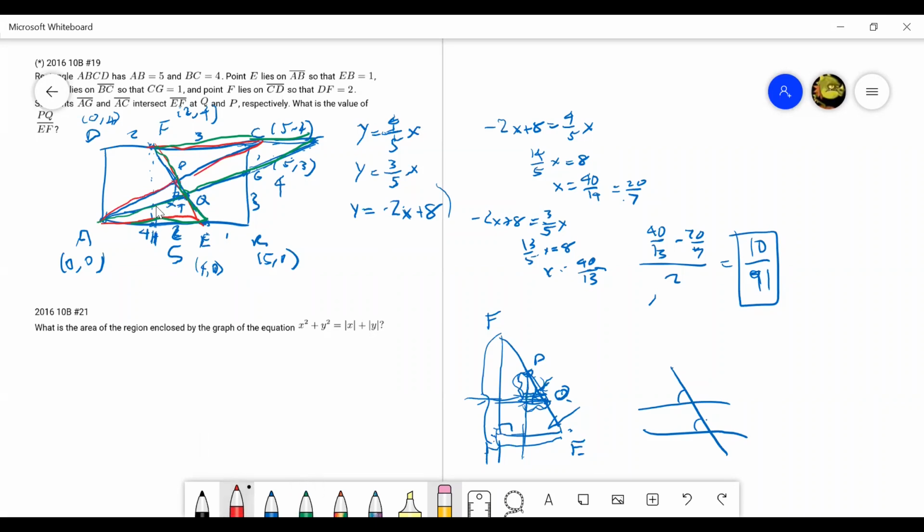And since you know the fixed height is 4 here, then you can find the heights of basically each of these triangles. So once you know the height of the red triangle and the height of the green triangle, you can just subtract them to find the height of PQ. And then after that, you could just find the ratio between PQ and FH. So I think that would be how you would do this problem without using coordinates.